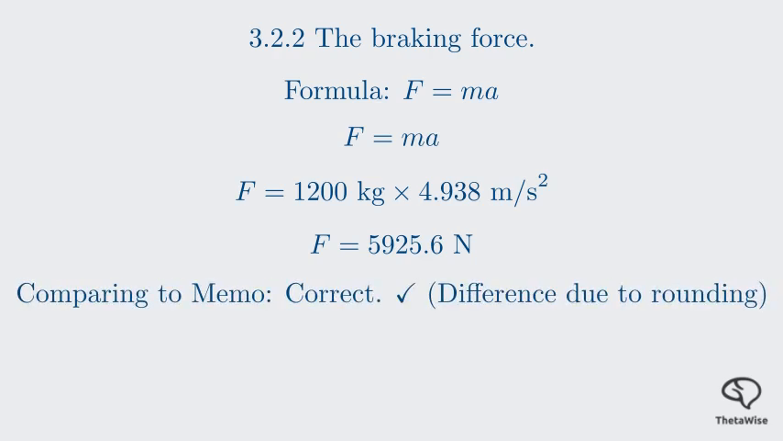The memo provides 55925.807 newtons, which it then rounds to 5.926 kilonewtons. The slight difference is due to the memo using a more precise value for the acceleration before rounding. Our answer of 5925.6 newtons is perfectly valid, and we can also express it as 5.926 kilonewtons by dividing by 1,000. So, this part of the question is complete.